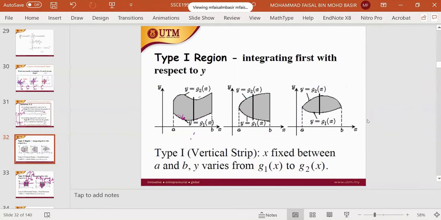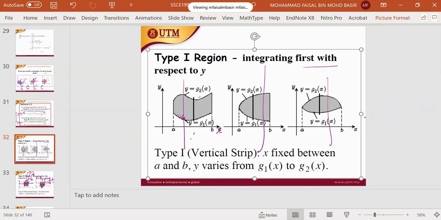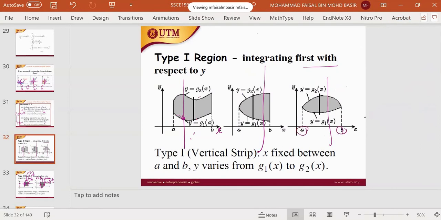If you see here, type 1, integrating first with respect to y. Type 1 cuts at x, on the x-axis. So your limit for x will be constant always, from the x-axis. But the limit for y should be a function of x, let's say h1(x), h2(x), depending on the function.